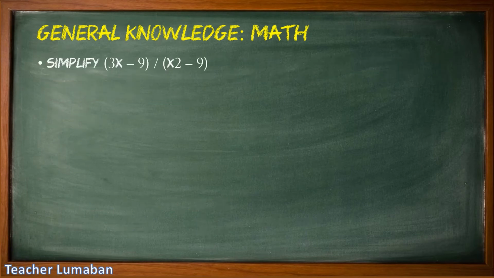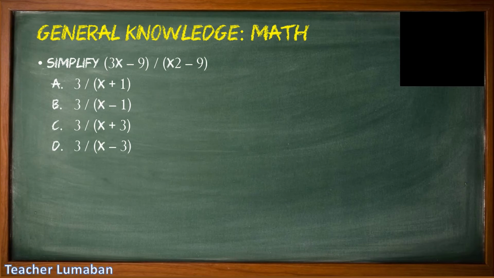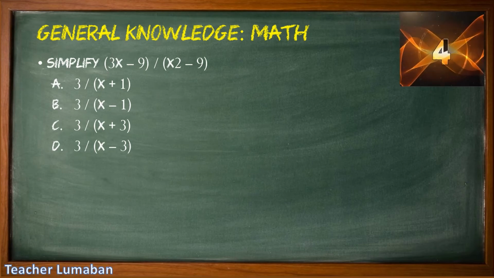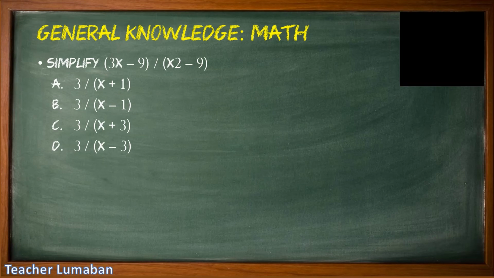Simplify: 3x minus 9 over x squared minus 9. Letter A, 3 over x plus 1. Letter B, 3 over x minus 1. Letter C, 3 over x plus 3. Letter D, 3 over x minus 3. Please answer in 5, 4, 3, 2, 1.